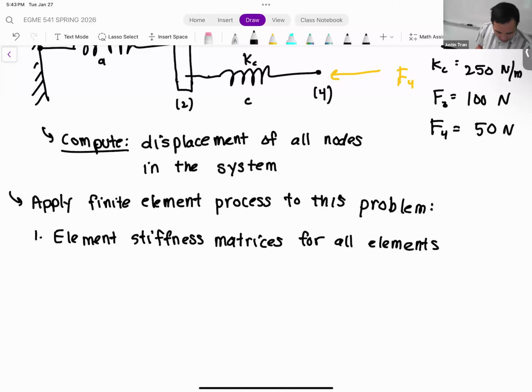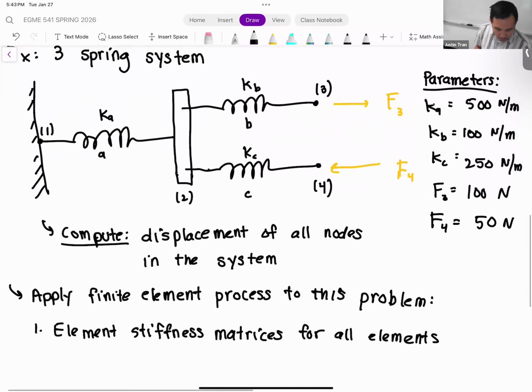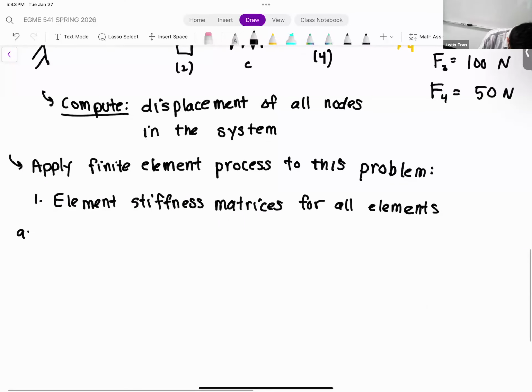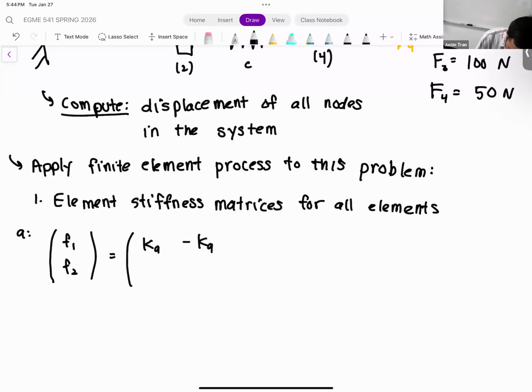Okay, so we have 3 elements in this problem. So we have element A, our first spring, element B, our second spring, and element C, which is our third spring. Okay, so let's go one by one. So element A, its element stiffness matrix looks like the following. So you have F1, F2 is equal to Ka, minus Ka, minus Ka, Ka, multiplied by D1, D2.